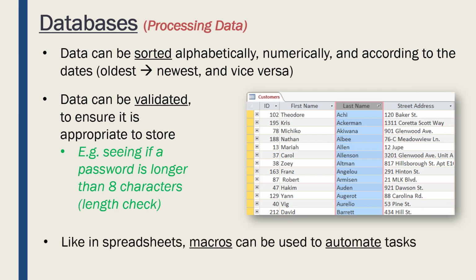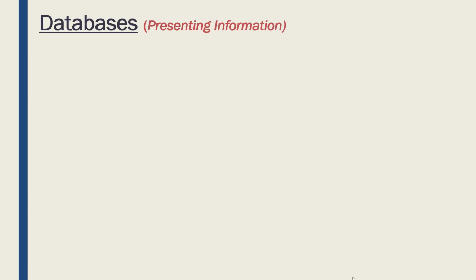And like in spreadsheets, if we are doing some repeated task in our database software, we can record a macro, and the macro will record that task, and we can play the macro whenever we want to redo the task instead of doing it every single time. That is going to help us to automate our processing and generally speed things up. And now let's look at how we can present information. Remember, data is processed information.